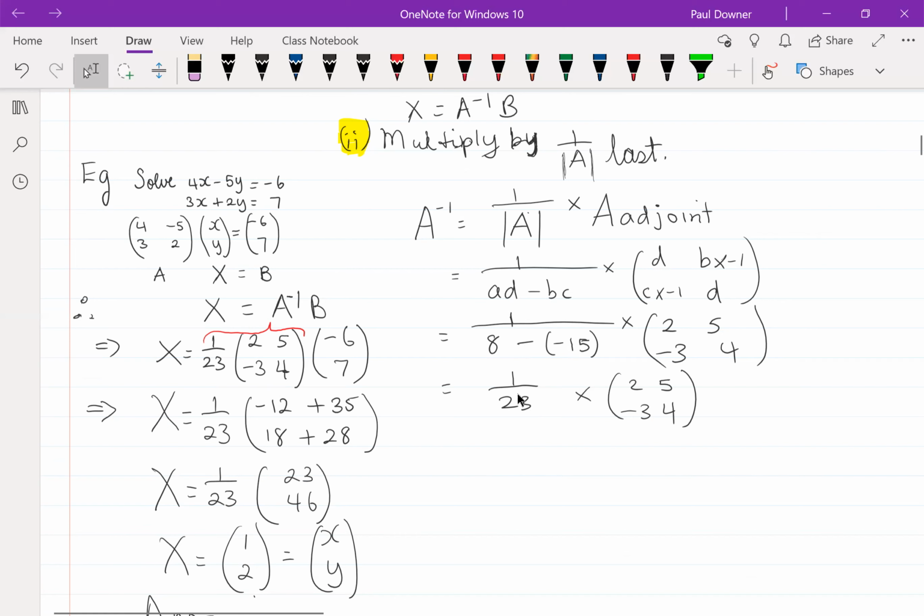And 1 over 23 times 46 is going to give me 2. So it means that our x matrix is 1, 2. And of course, matrix x, if we go back up, is xy. So if matrix x is xy, then this calculation we did here is xy. That means that x must be equal to 1 and y must be equal to 2. So x must be equal to 1, y must be equal to 2.